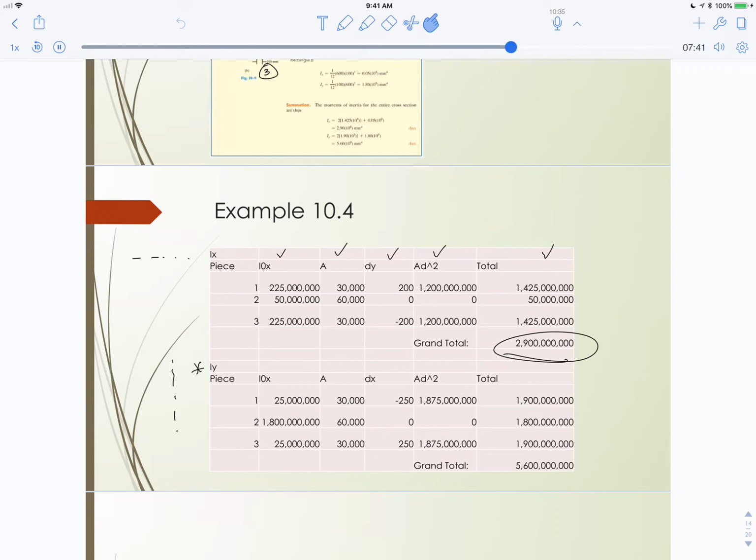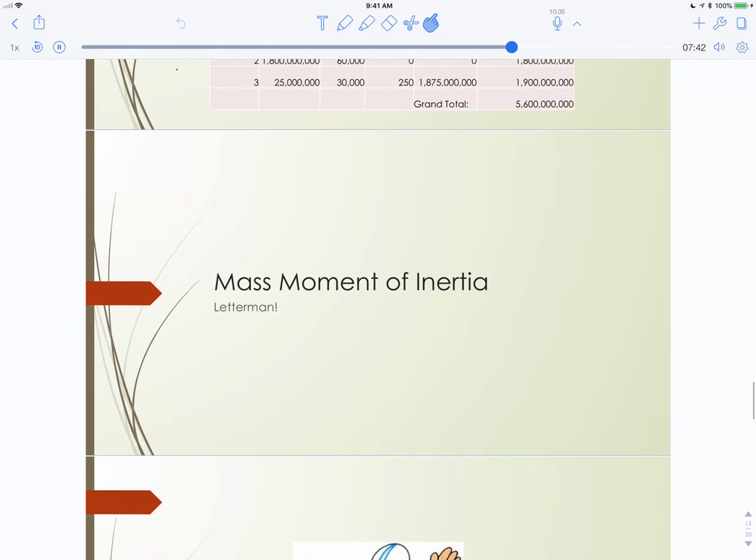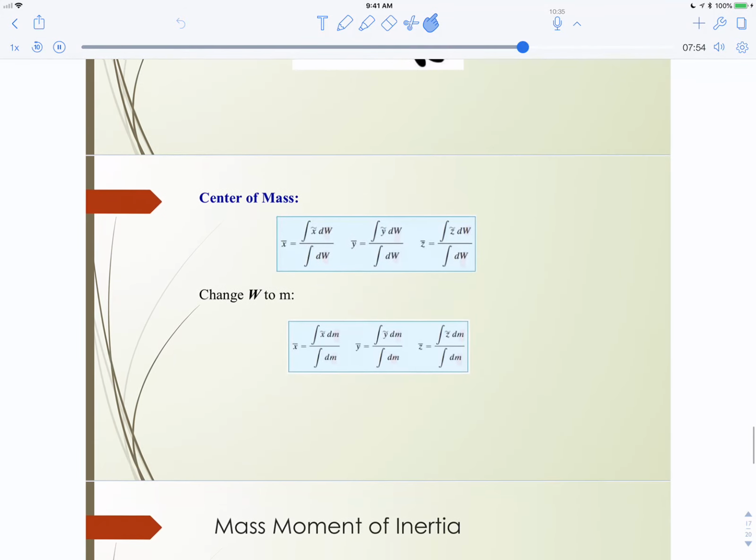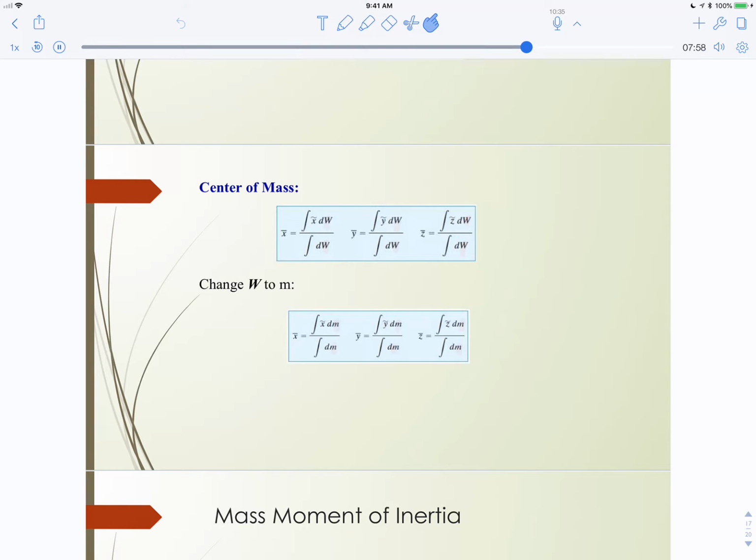And finally, I'd like to talk about the mass moment of inertia, and we are going to use our friend Letterman again. So remember, Letterman can change any letter in an equation, and so to get the center of mass from the center of weight, remember, we just used Letterman, and he changed all the W's to M's. And that's how we could do center of mass, even though we knew the center of weight before. Just change W to M.